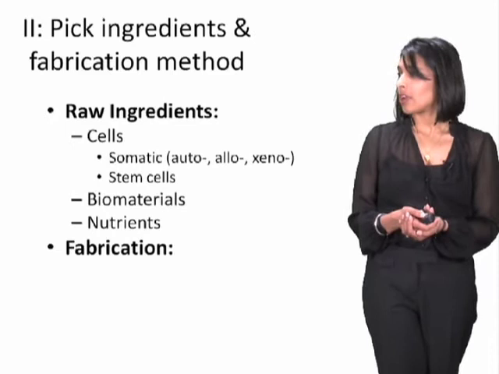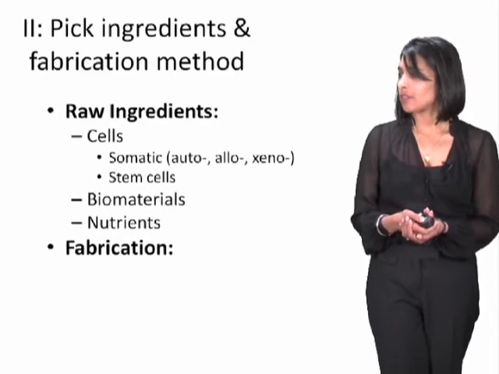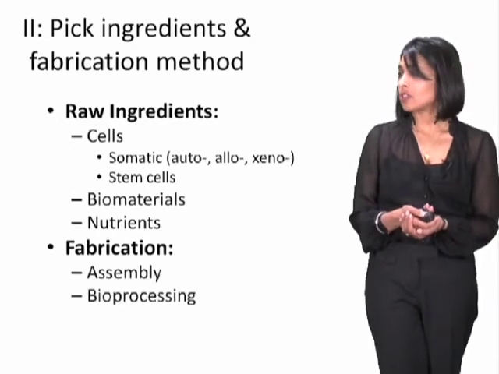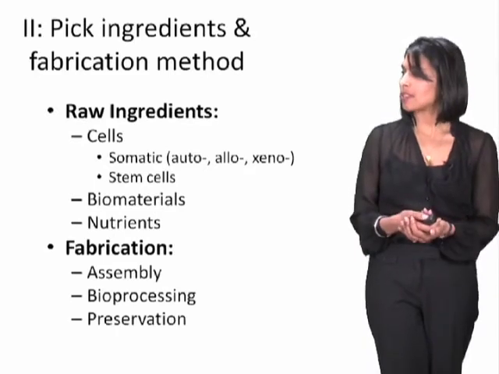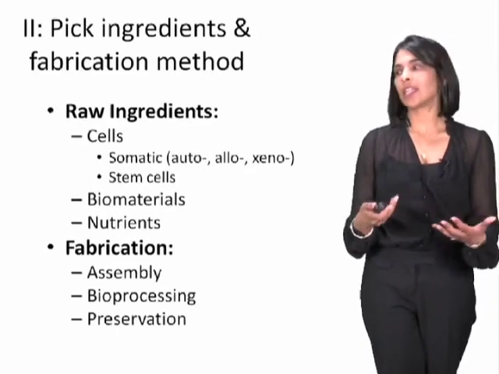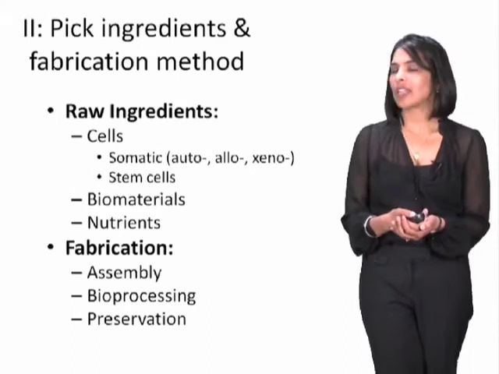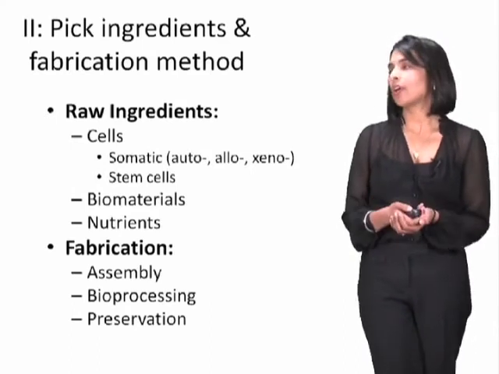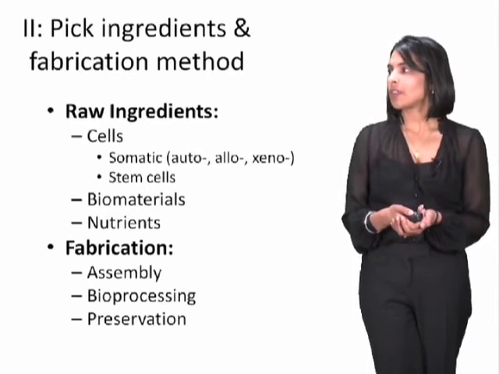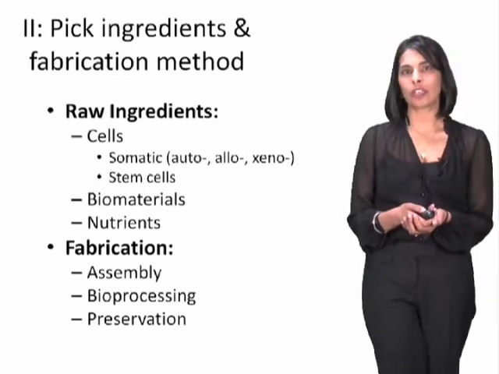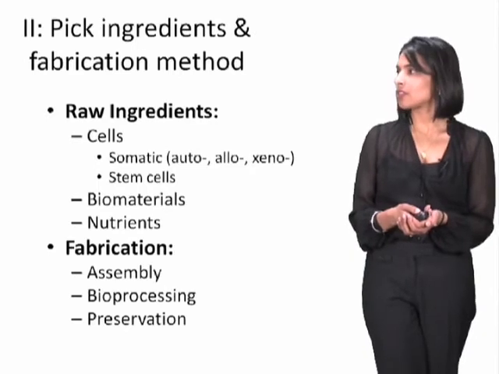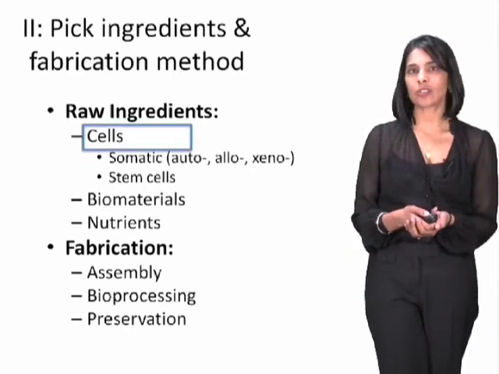Once one has the right raw ingredients, we have to think about fabrication. How to assemble these structures, how to process these, how to create culture environments, how to preserve them so that they can get to the clinic, and finally, how they can then integrate with the host at that site. So in the next few slides, I'm going to talk to you about some of the issues that are related to both the raw ingredients and the fabrication of engineered tissues. First, let's talk about cells.